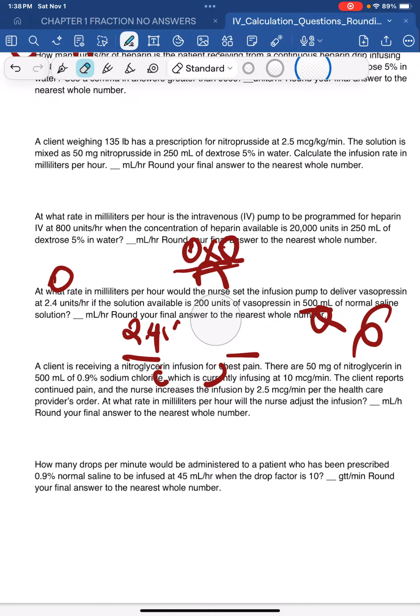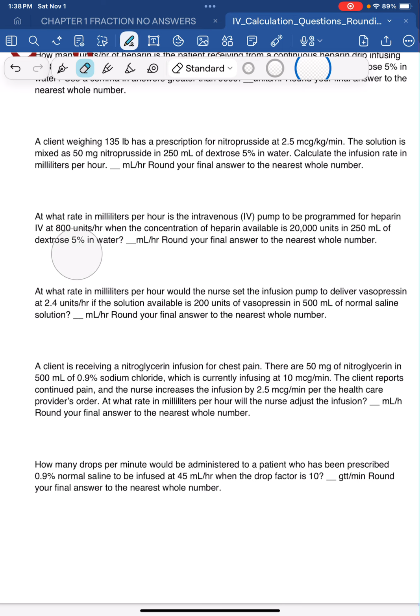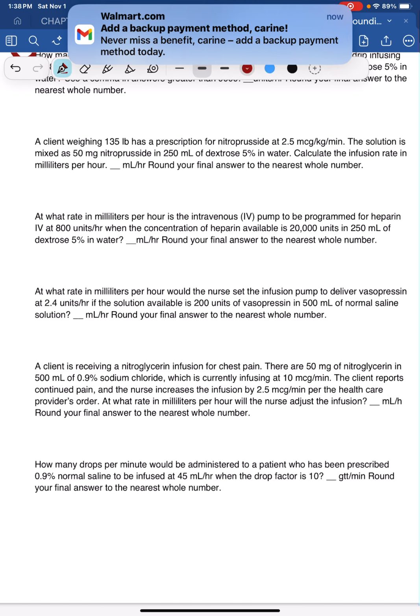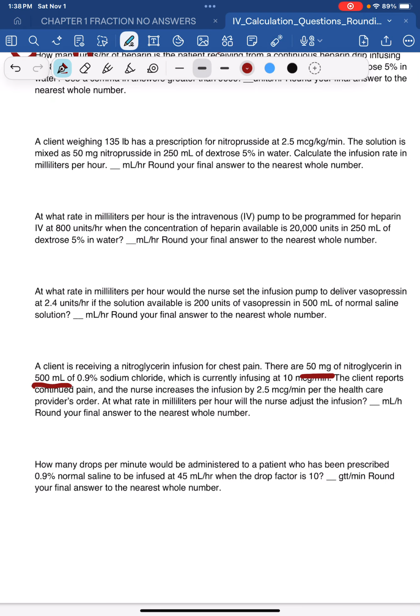Okay, let's do the other one in this series. Let's look at this right here. Don't be afraid to read. Don't forget, you have a clear instruction to round to the nearest whole number. They say a client is receiving nitroglycerin infusion for chest pain. They say there are 50 milligram in 500 milliliters. So what is that? 50 milligram in 500 milliliter. Good job. That's your concentration, your available and quantity.